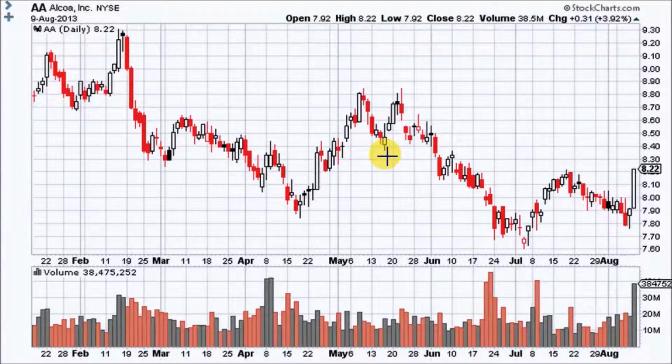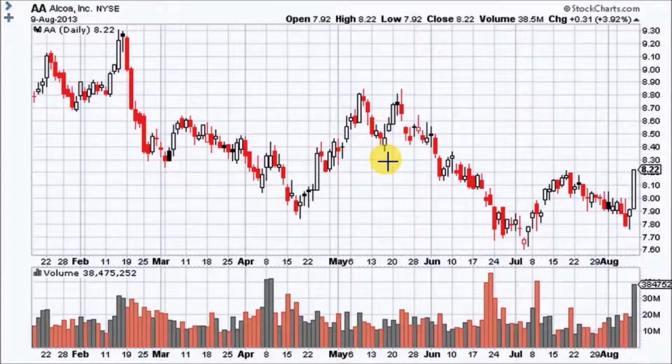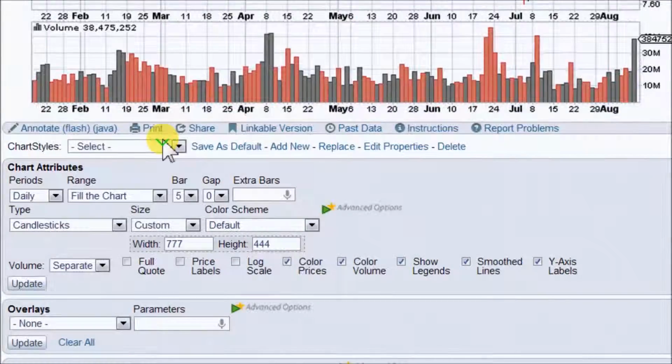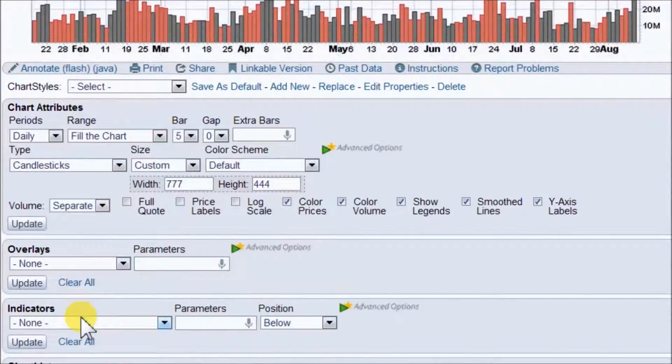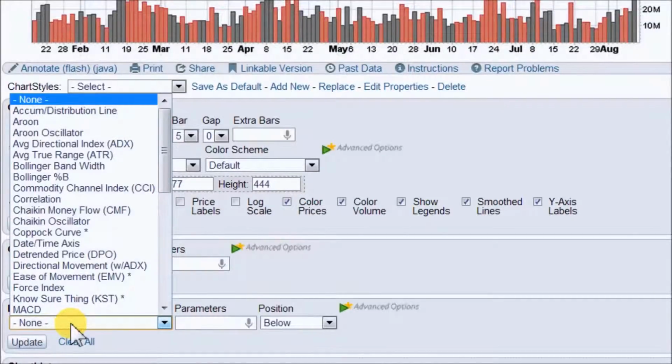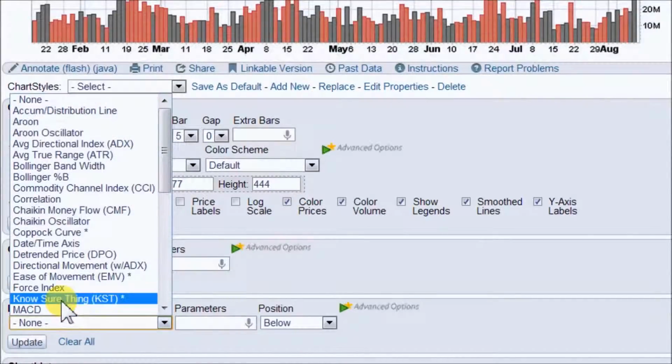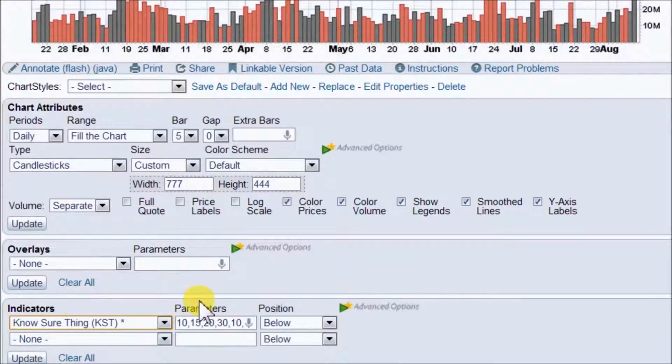Chartists can look for divergences, overbought, oversold readings, signal line crossovers, and center line crossovers. So let's go ahead and load up KST on this chart for Alcoa AA here at stockcharts.com. Scroll down to the bottom of the chart attributes area, and in the indicators, click on that box, and right here is Know Sure Thing.